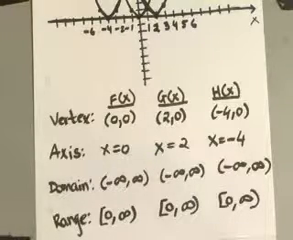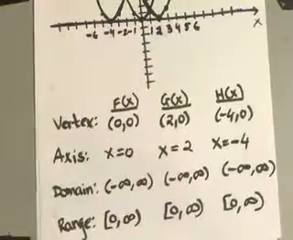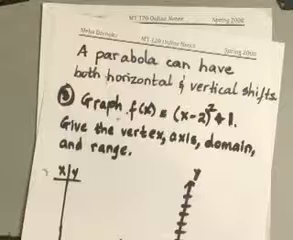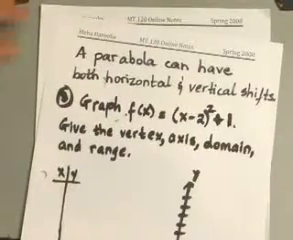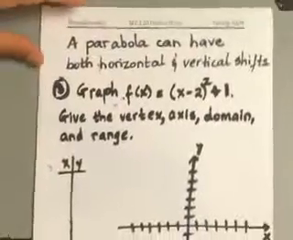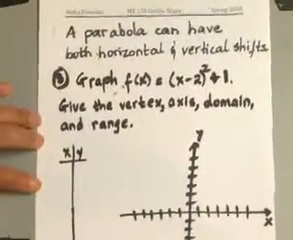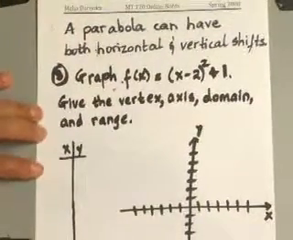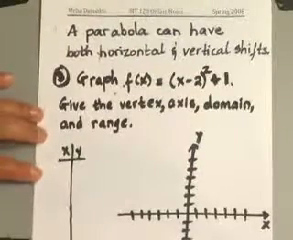Now the next thing that we want to look at is an example that has both horizontal and vertical shifts. So instead of looking at two separate examples, we want to try and combine these in the same example itself. So this one we're going to try and work on together.